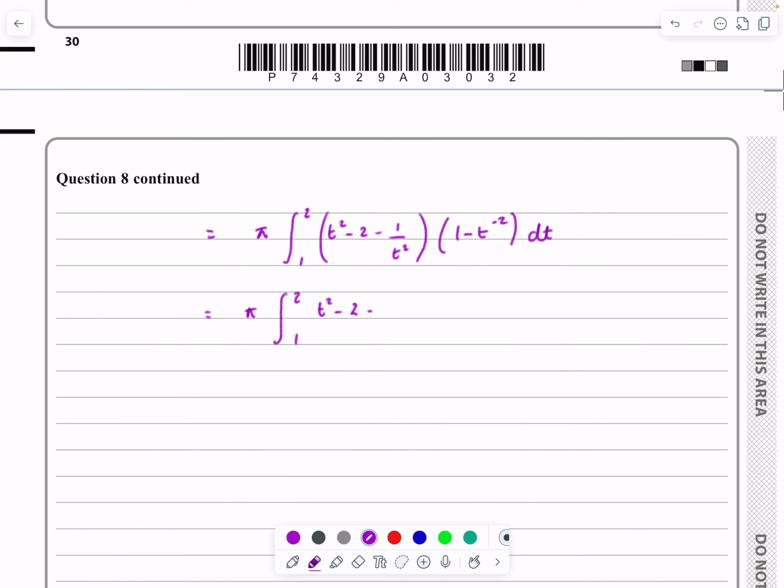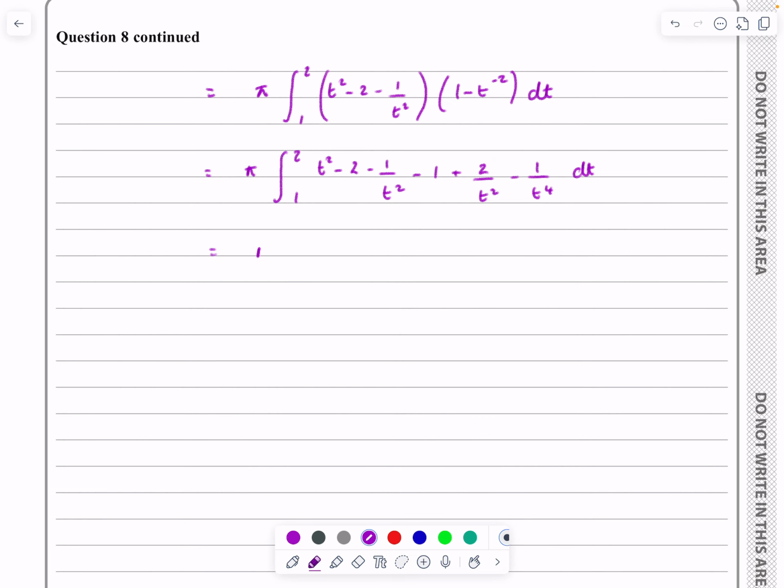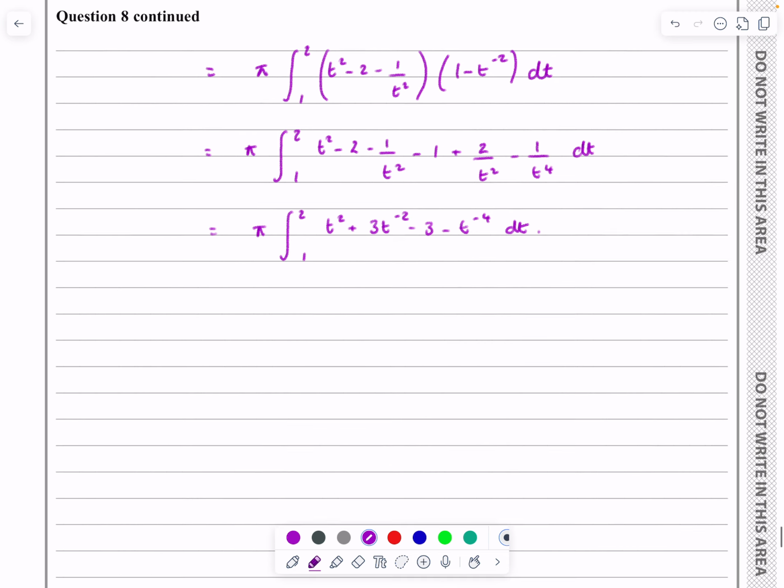T squared minus 2 plus 1/t squared. Then multiplying that all by t to the minus 2 is going to give me 1 there. It's going to give me minus 2/t squared there, and it's going to give me 1 minus 1 over t to the 4 there. Gosh, right, okay, let's integrate that then. Well, let's just tidy it up before we do integrate it. So the integral between 2 and 1 of what have I got here? I've got t squared, I've got 3 lots of t to the minus 2 there. I've got constants combined to be minus 3 there, and minus t to the minus 4 there. dt.